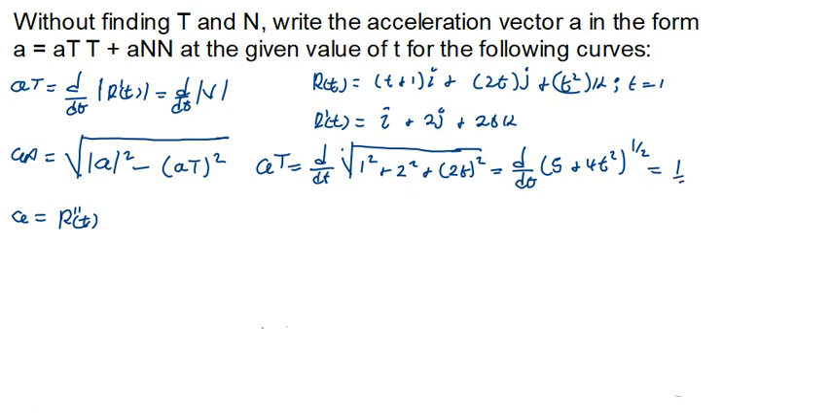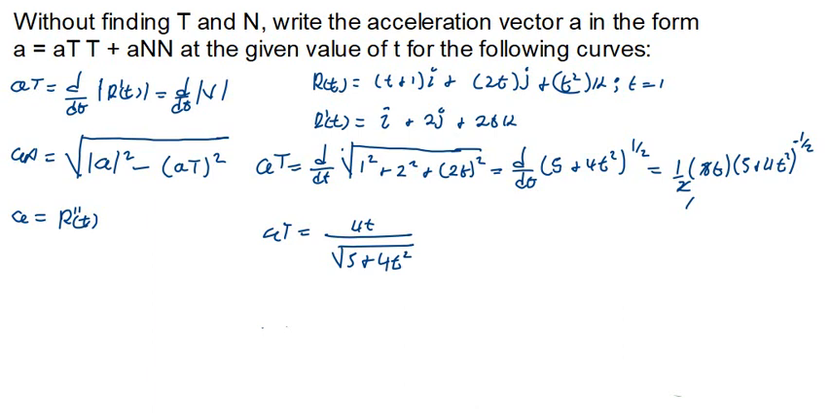So to differentiate that, the power is going to drop. You're going to have 1/2. Then differentiate what you have inside. In fact, we're using the chain rule here. The derivative of what you have inside is 8t. Then you're going to have your 5 plus 4t squared, and the power is going to drop, 1/2 minus 1, that will give us minus 1/2. So 8t times 1/2 is 4t, divided by the square root of 5 plus 4t squared.